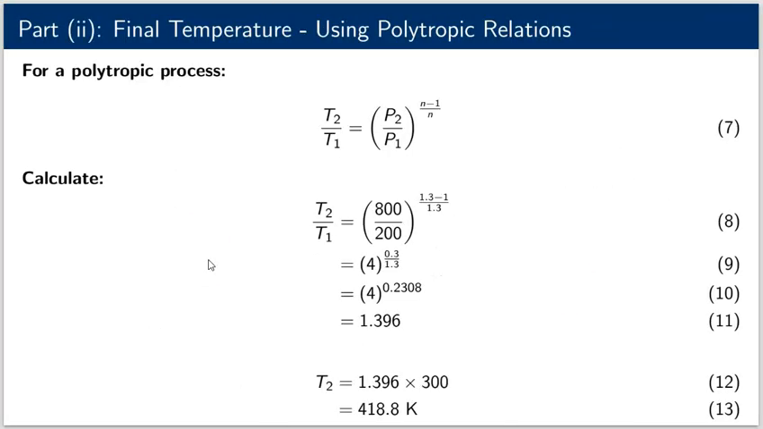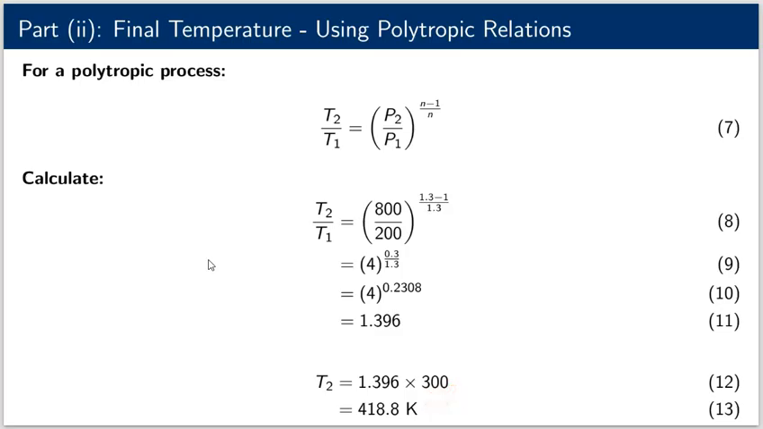Now next is part 2. For a polytropic process we have a special relation: temperature ratio equals pressure ratio to the power of n minus 1 over n. So T2 by T1 is equal to P2 by P1 to the power n minus 1 by n. P2 we know is 800 kilopascal, P1 is 200, and n is equal to 1.3. If you calculate this, we get 1.396, and T1 we know is 300, so T2 is 418.8 Kelvin.